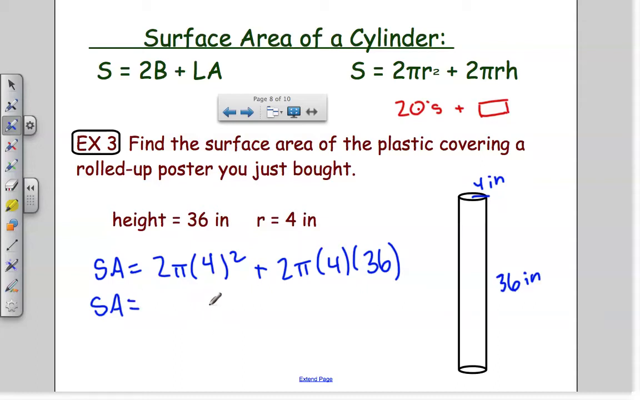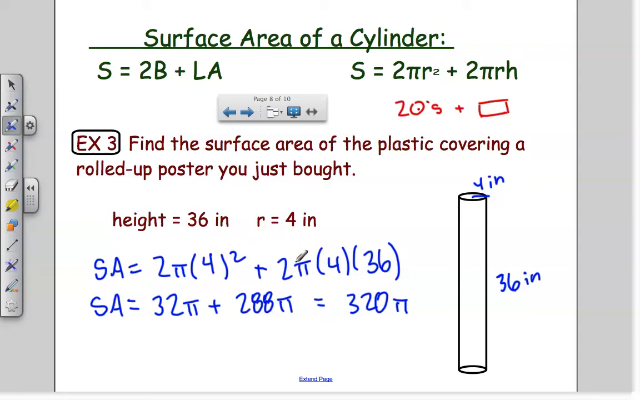I can go to my calculator right away, or I can simplify a little bit. Simplify this term here: 4 squared is 16. 16 times 2 would be 32 pi. And then here I can do 4 times 36 times 2 and get 288 pi. And then I can just add 32 and 288 together, and my surface area as an exact answer would be 320 pi.